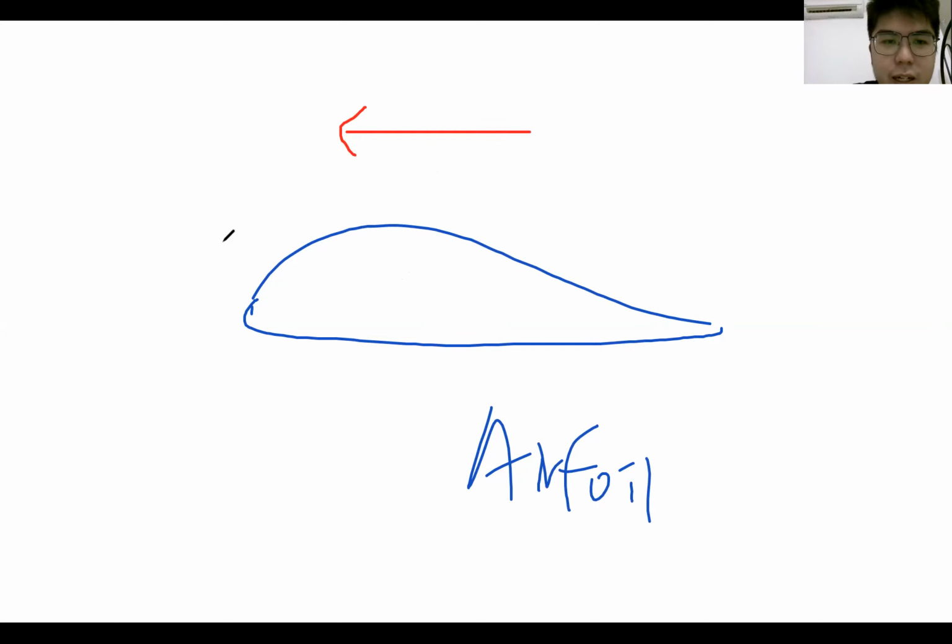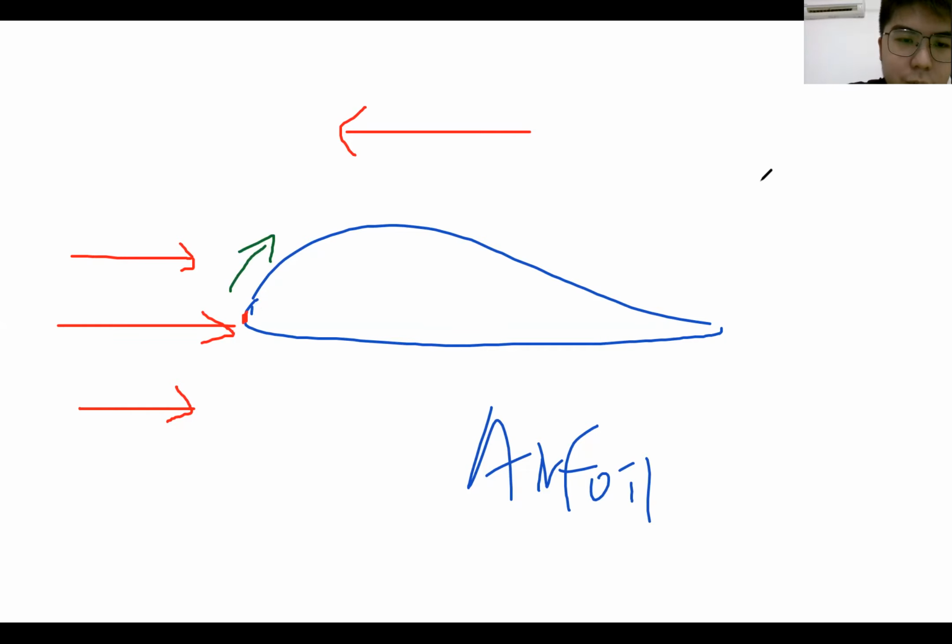Now it's moving to the left, so airflow is coming from the left to the right, correct? This is the airflow. Now why is this airfoil designed in this shape? Because at the front, this point, we call the nose, the nose separates the air into two layers. Some of the air will go on top, and some will go below, like this. It separates into two regions.